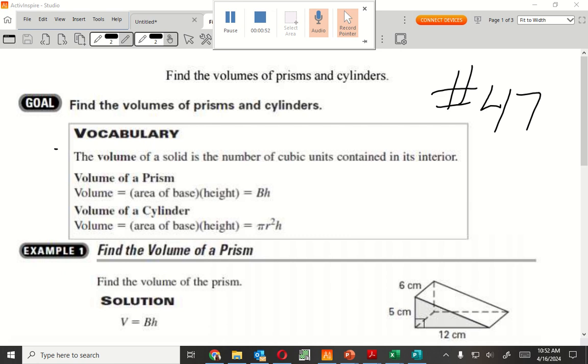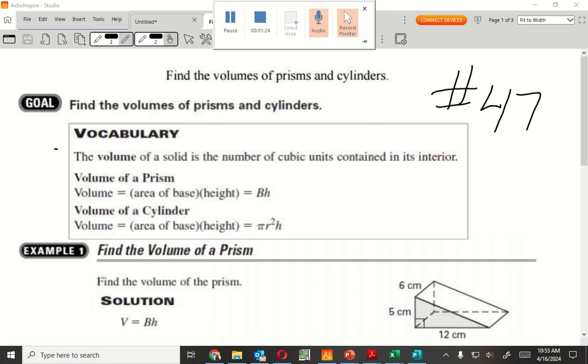On page 47, the volumes of prisms and cylinders. Last time we were doing surface area, now we're doing volume. You know volume is not just how loud your teacher is. It's not just that you got to put your earbuds away because you need to be ready for this class. Okay, anyway. All right, so now for this one right here, we're going to go through vocabulary.